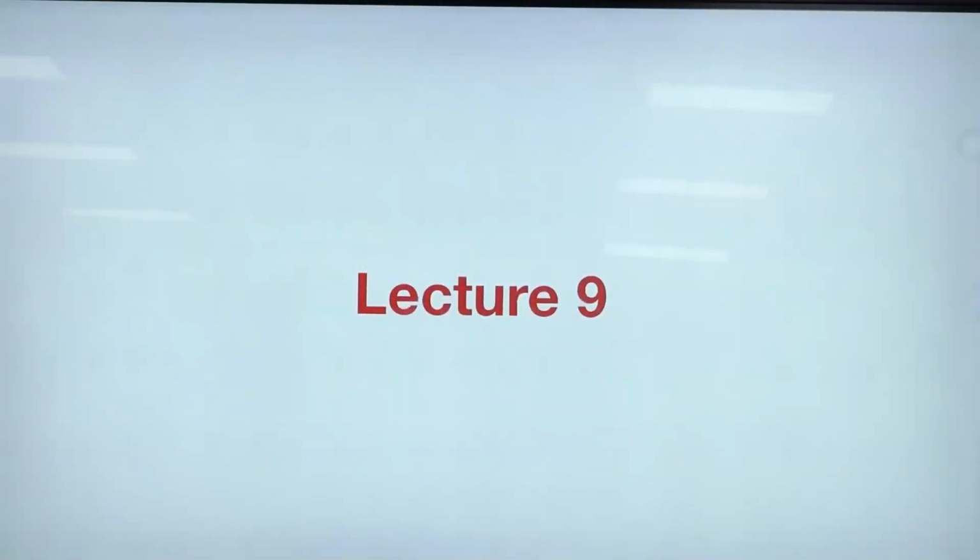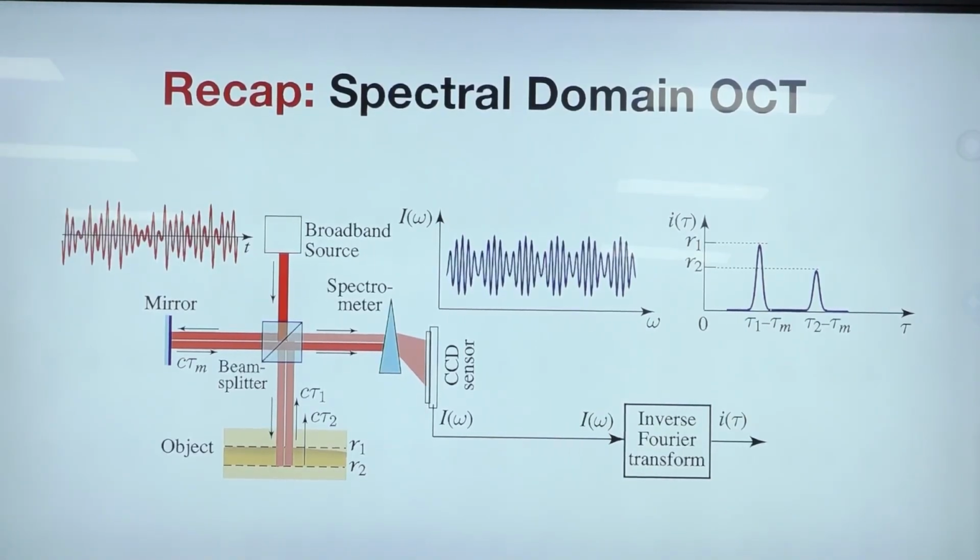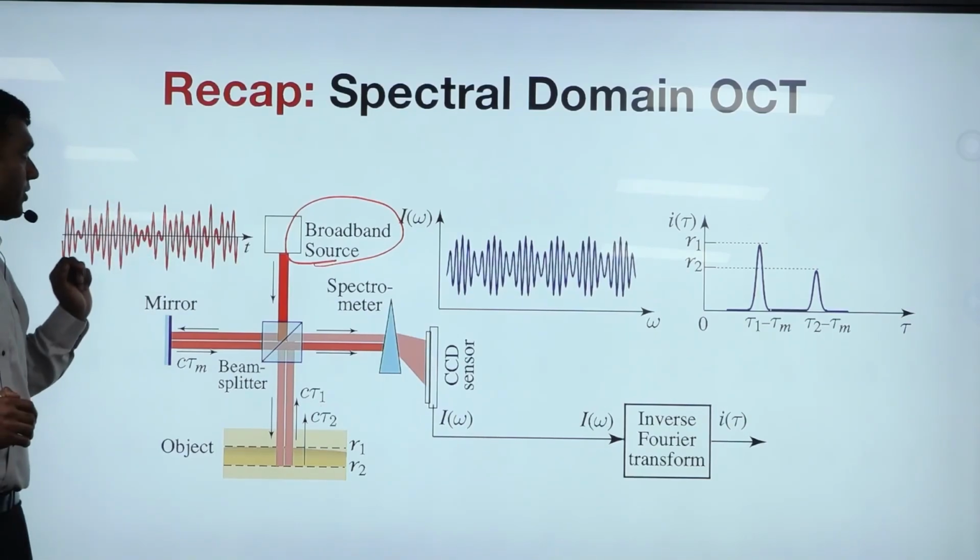Lecture 9 of this Gyan series. To recap what we discussed in the previous lecture, I spoke about spectral domain OCT and different types of OCT, which include time domain OCT, spectral domain OCT, and swept source OCT. The basic idea is that you have a broadband source which emits a range of wavelengths and it goes to an interferometer in spectral domain OCT and swept source OCT.